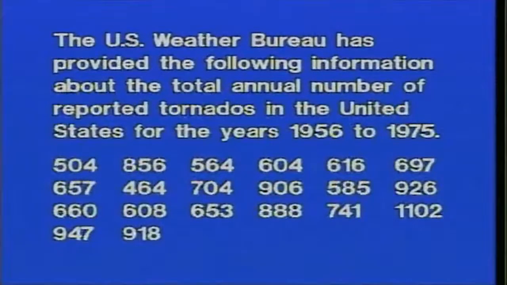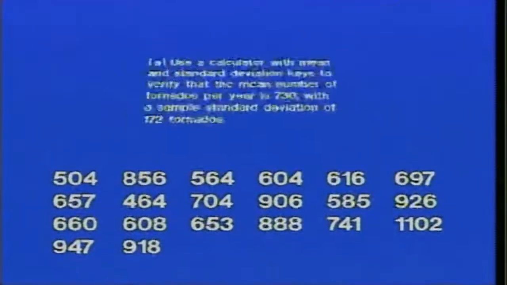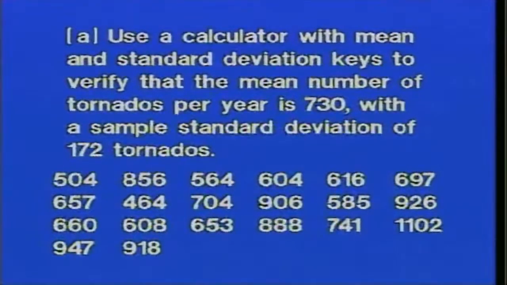The United States Weather Bureau has provided the following information about the total annual number of reported tornadoes in the United States for the years 1956 to 1995. And here we see those numbers of tornadoes for those various years. This problem has several parts. The first part says use a calculator with mean and standard deviation keys to verify that the mean number of tornadoes per year is 730 with a sample standard deviation of 172 tornadoes.